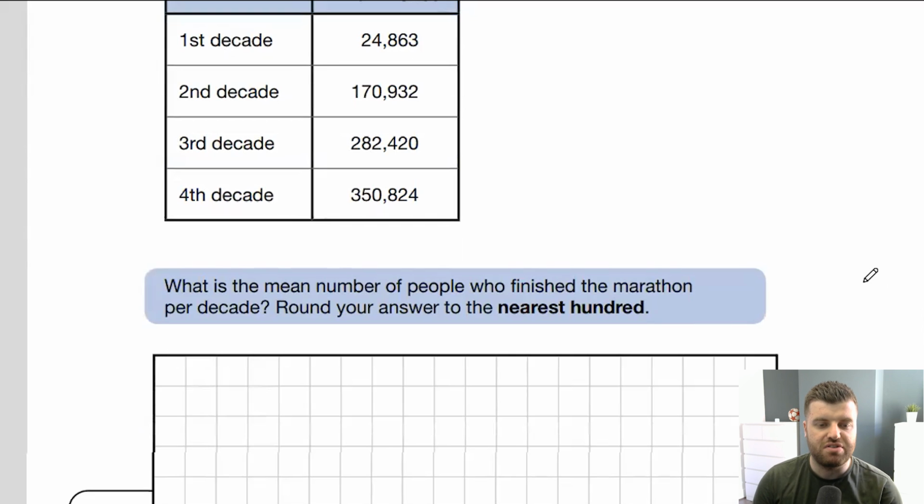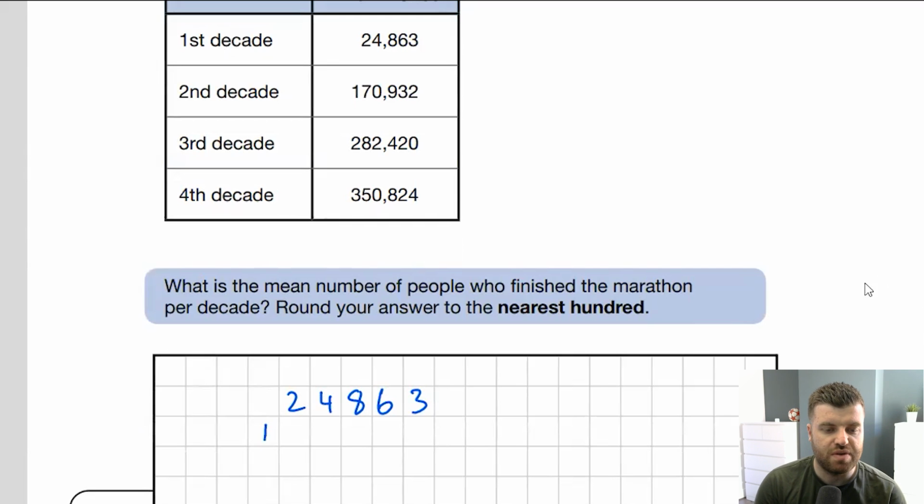My goodness. So what we have to do here to find the mean, firstly, is we're going to put all of the answers, or the pieces of data rather, and add them all up. So the first one's 24,863. Then we have 170,932. I'm going to do it all at once. You don't have to do this.